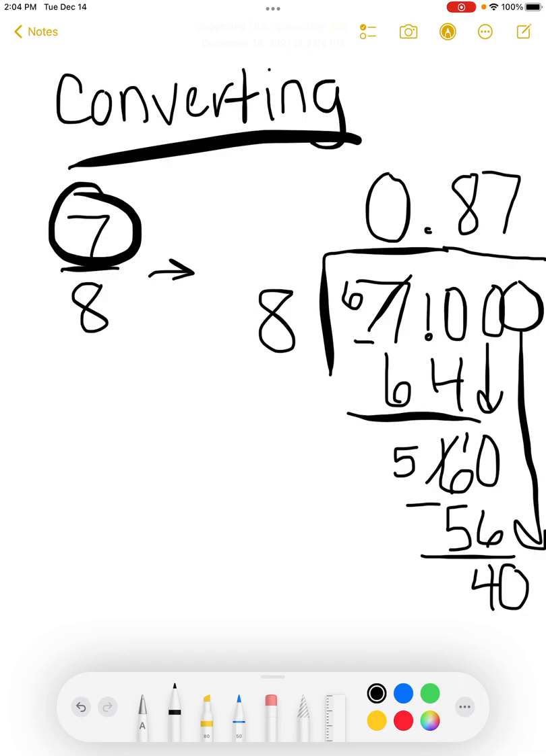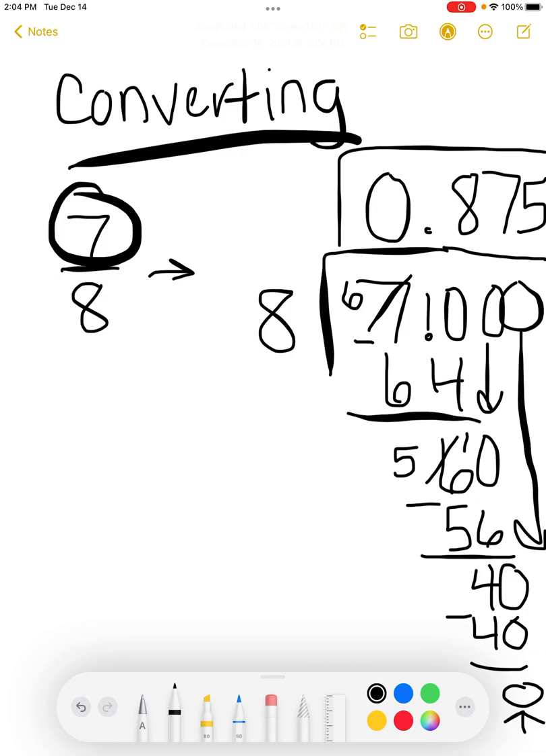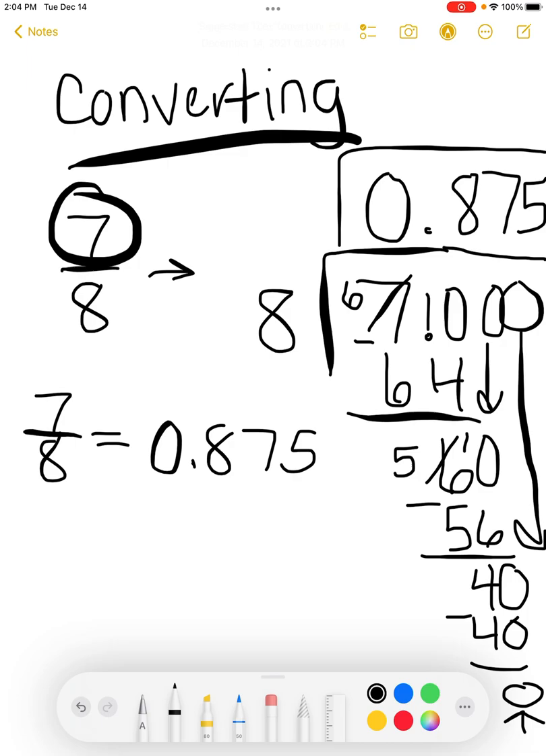8 goes into 40 5 times. 8 times 5 is 40. At that point, we have nothing left. If my decimal would have continued, we usually say stop at the third number after the decimal, the thousandths place. So even if I would have had something left down here, it's okay to stop the problem at this time. This told me that 7/8 as a decimal is 0.875.